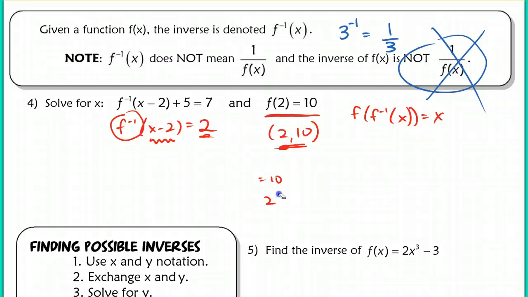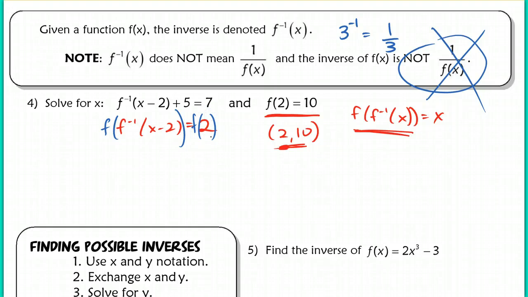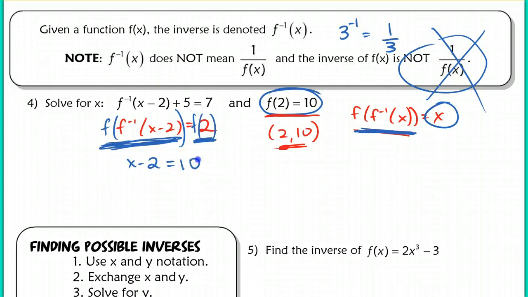Another way of looking at this is to use the idea over here. I'm still going to isolate that f inverse. So f inverse of x minus 2 equals 2. Let's apply f to the composition on both sides. On this side, this is just equal to that input, x minus 2. On the right-hand side, this is f of 2, which I'm given. f of 2 is equal to 10. And I end up with x equals 12.